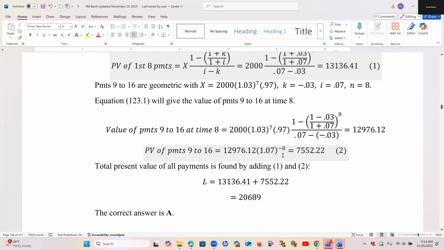So we have the present value of both the streams, the first 8 and the 9 through 16. The overall present value would be the sum of those two. So we sum the first and the second, and that gives us the overall loan, which is 20,689. That is choice A.